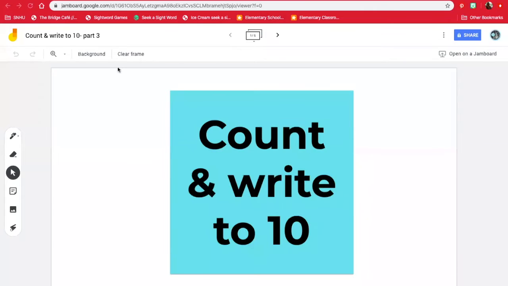It is Thursday, which means we are switching our gears and learning about math today. Yesterday was literacy, where we read Rex the cat, and today is back to math. So here we go. We've been learning about counting and writing to 10.